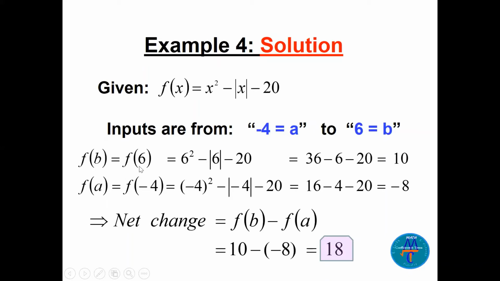So f of b is f of 6, put 6 in the function, 6 squared minus absolute value, minus 20, you get 10 there. F of a, I put minus 4 in the function. When I simplify all these numbers, you can check it please, it will be minus 8. Now f of b, 10, minus f of a, minus 8. The answer is 18 is the net change.